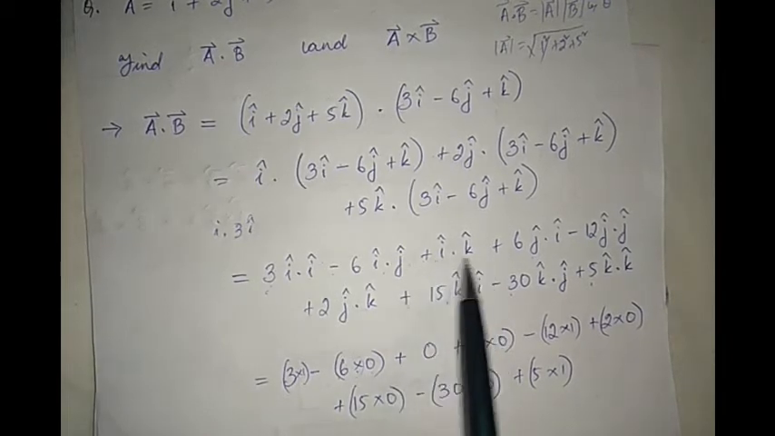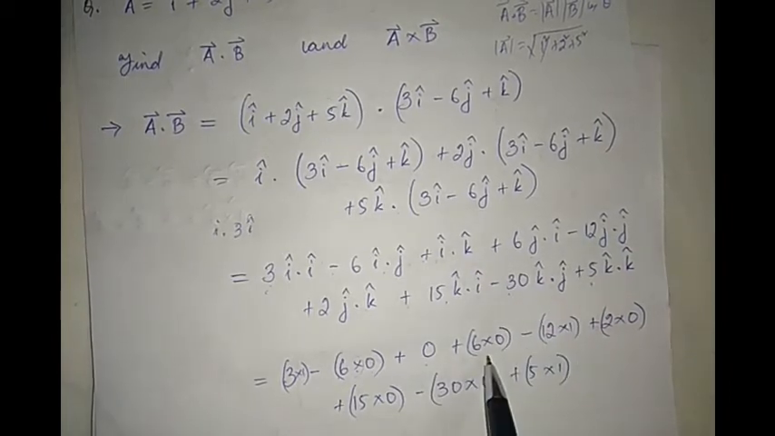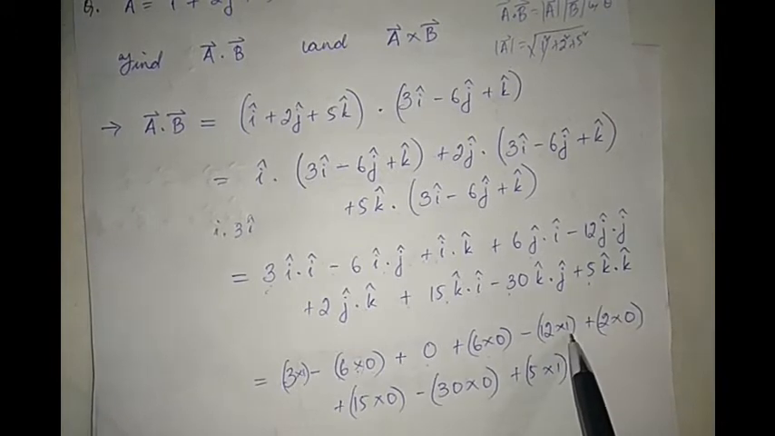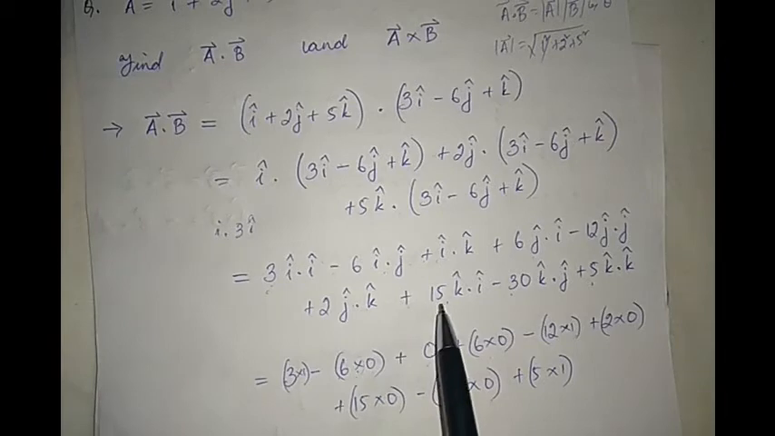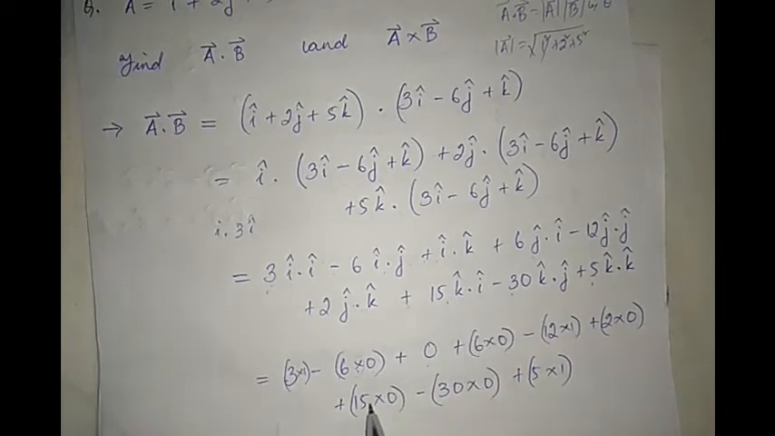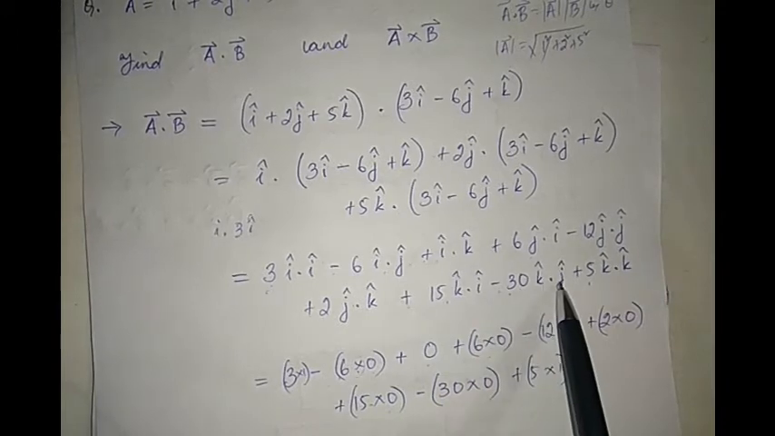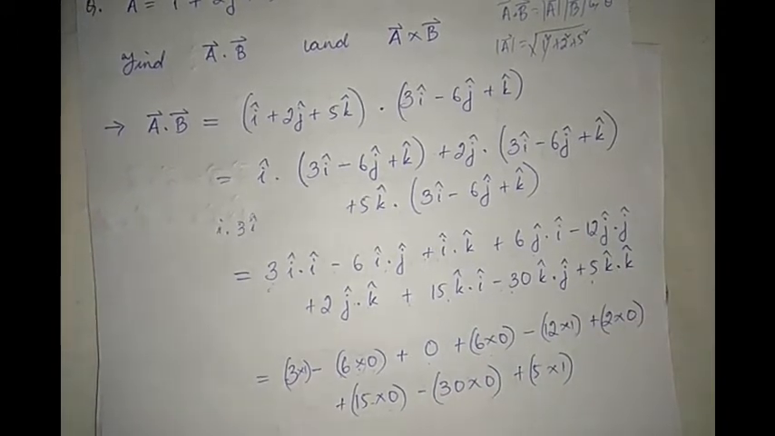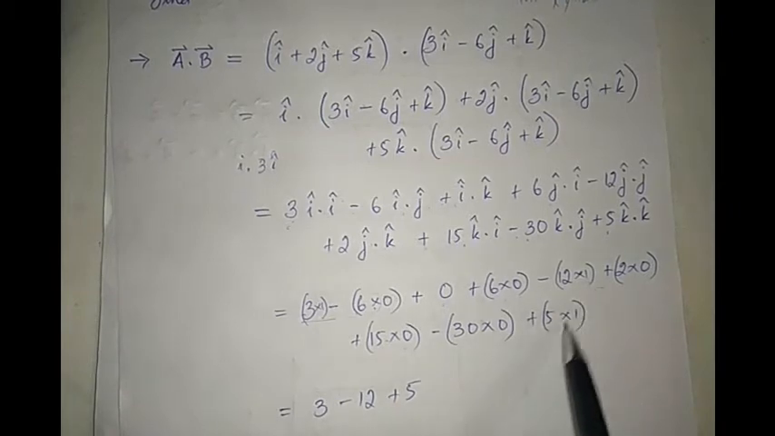Then we come to the next terms: i dot k is 0. Plus 6 into j dot i again is 0. Minus 12 into j dot j being 1, so minus 12 into 1. Plus 2 into 0, j dot k being 0. Plus 15 into k dot i again is 0, so 15 into 0. Minus 30 into 0, k dot j being 0. Plus 5 into 1, k dot k is 1. So what are we left with? We are only left with 3 terms: 1, 2 and 3.